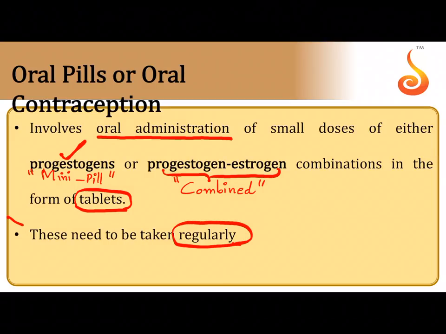This is a very important point because if there is irregularity, if the female forgets to take the pill on even a particular day, then she may conceive. There are chances of failure if she does not take the pill regularly. So, like I said, these oral pills may have progestogen alone or they may be combinations of progesterone and estrogen. Okay?